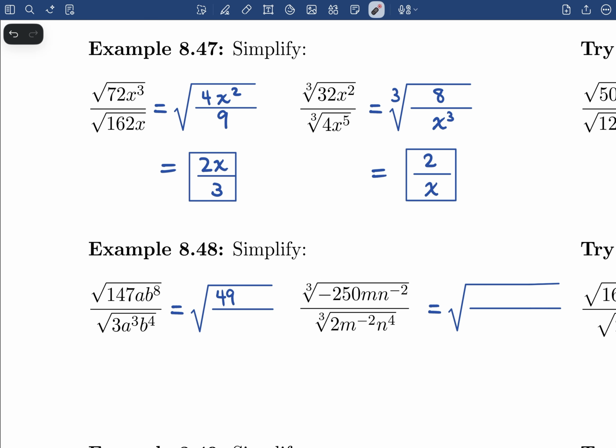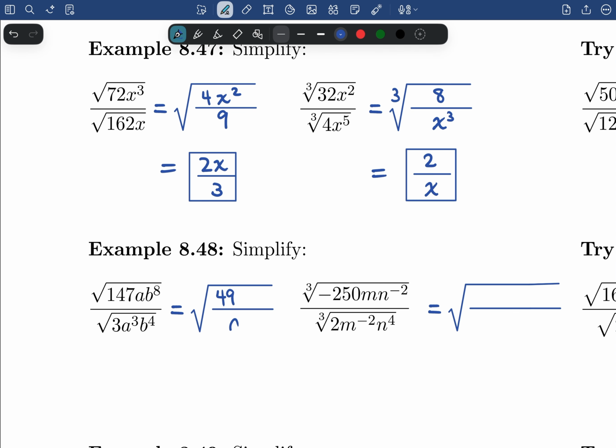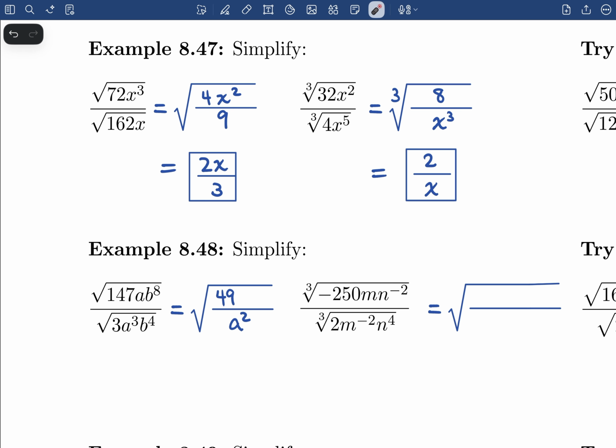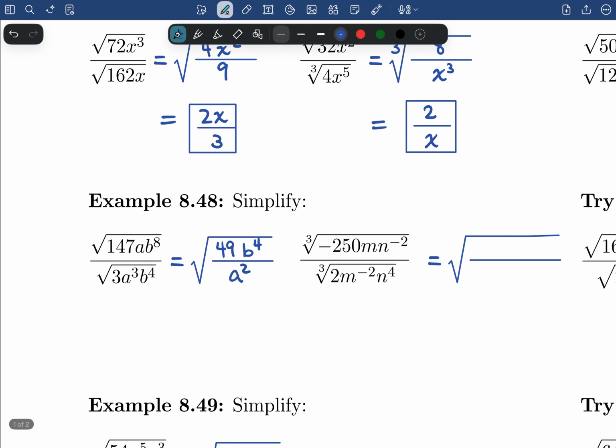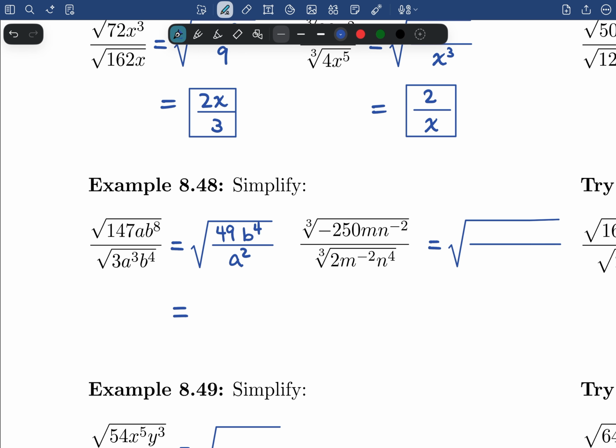Now I look at the a variable, and there's an a on top and an a cubed on bottom. How many more a's are on bottom than on top? There are 2 more a's on bottom than on top. So that's why I'm putting an a squared on the bottom. Now I look at the b variable. B to the 8th divided by b to the 4th. How many more b's are on top than on bottom? There are 4 more b's on top than on bottom, so I put a b to the 4th in the numerator.